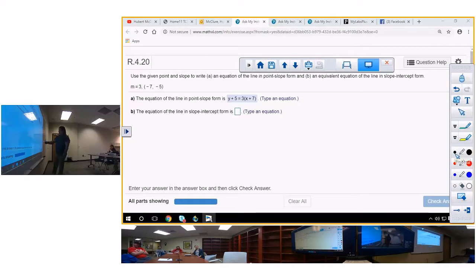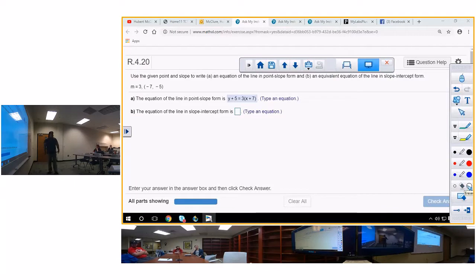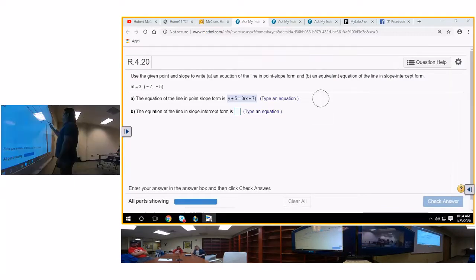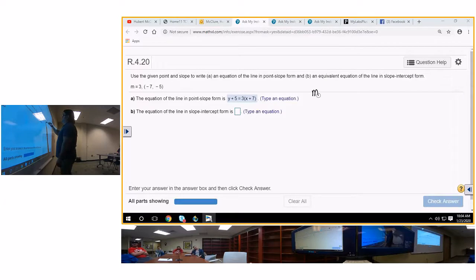All right. So this is a test question, and you have to do what I told you. So first of all, go ahead and find the slope. So M is the slope. It's already found. And you've got -7 and -5.